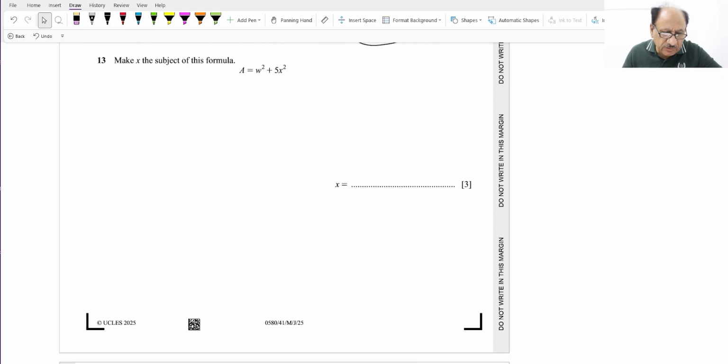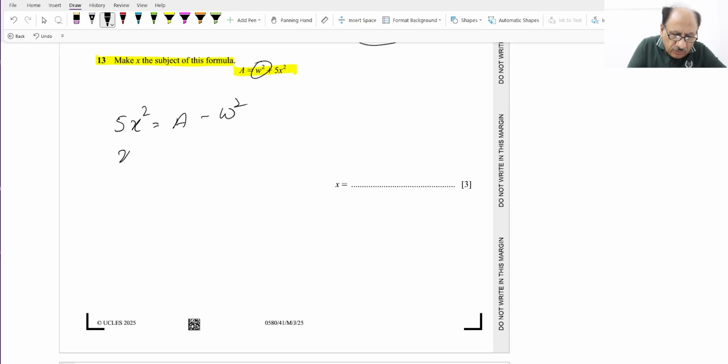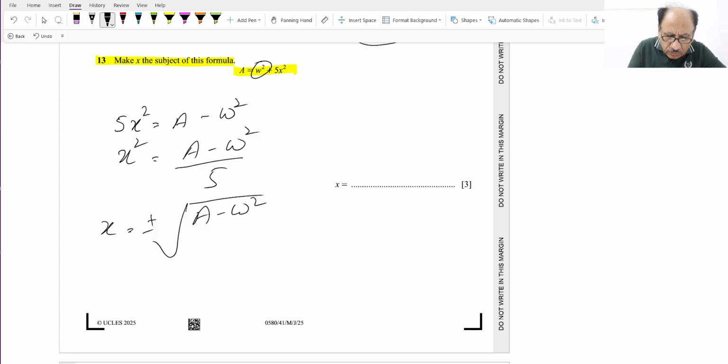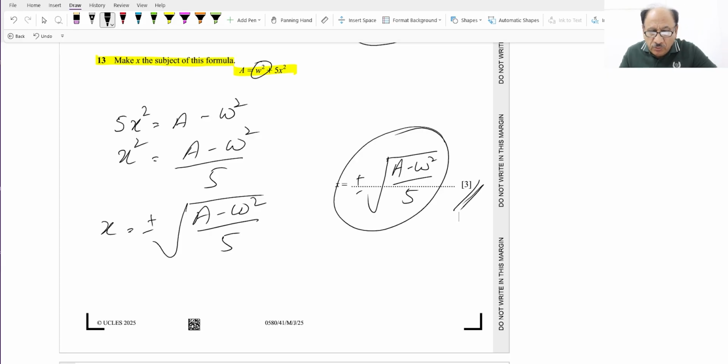Hopefully you are understanding. Then next, question number 13, make x the subject. So we need to make x the subject, so we can shift w squared to the other side. So 5x squared is equal to a minus w squared. Then we can shift 5 also. So x squared is equal to a minus w squared over 5. Further we can take a square root, and we write plus or minus the square root of a minus w squared over 5, and this will be our final answer, for 3 marks. Hopefully you understand this.